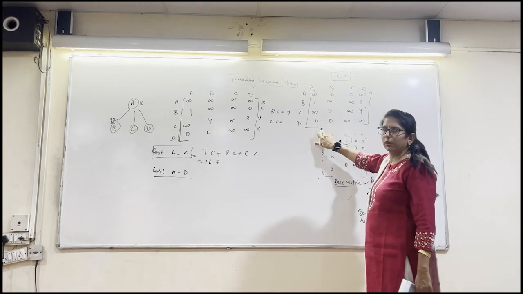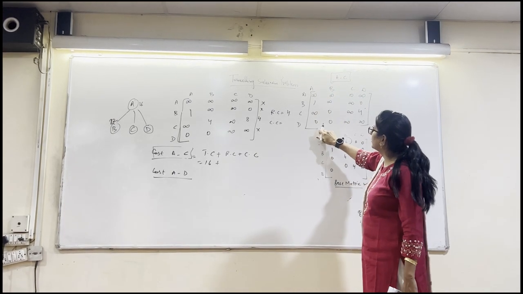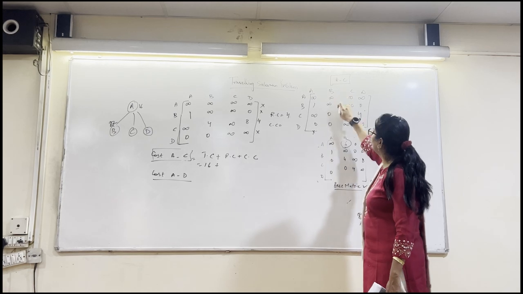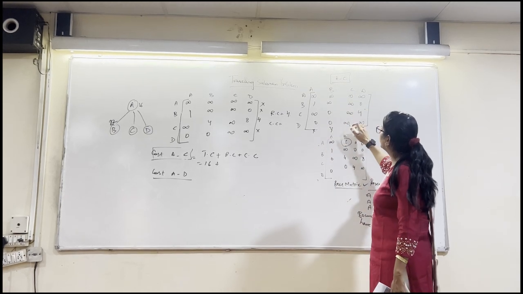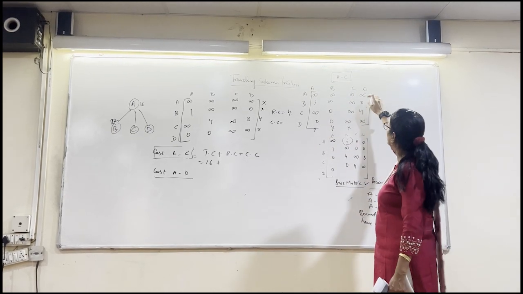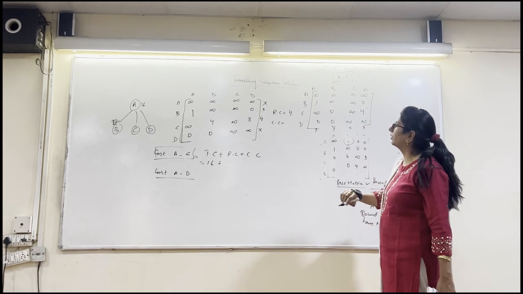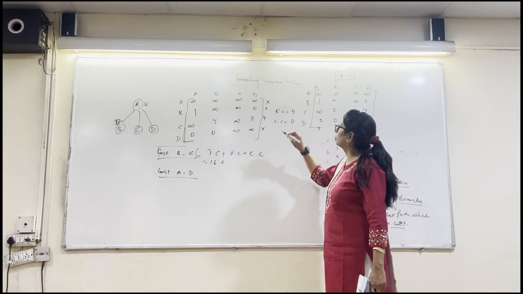Now check it for the column reduction. Here the minimum is 0, so there will be no reduction. 0, so there will be no reduction. Infinity, so there will be no reduction again. In the fourth, there will be 0, so there will be no reduction. So the column reduction cost is 0.